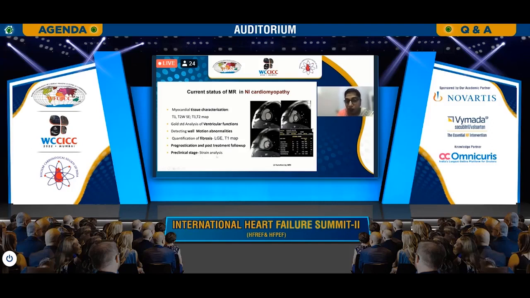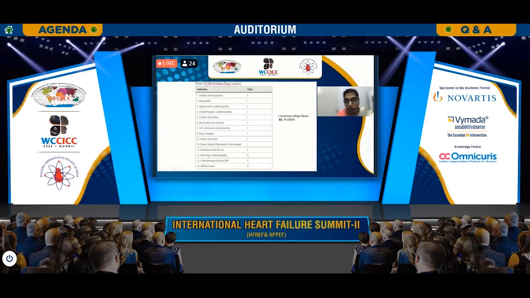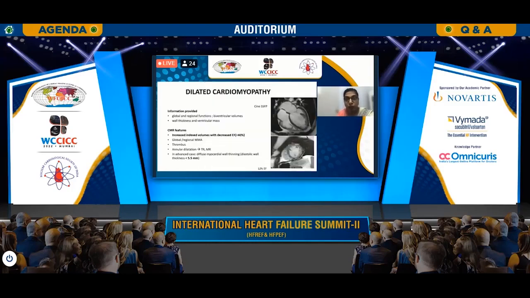And strain, just like the previous speaker talked about, strain analysis can be done to pick up the preclinical stage of the disease. So it is a class 1 indication to perform cardiac MR in patients with non-ischemic cardiomyopathy.